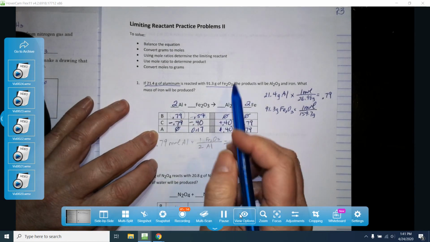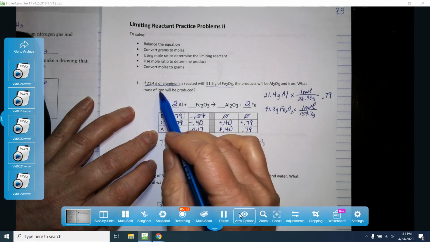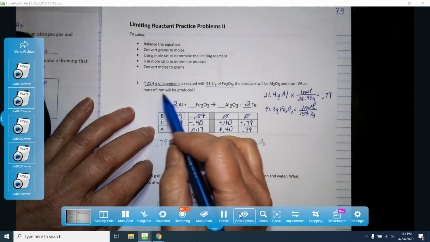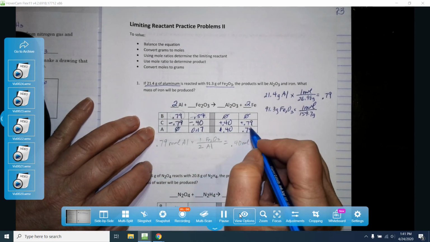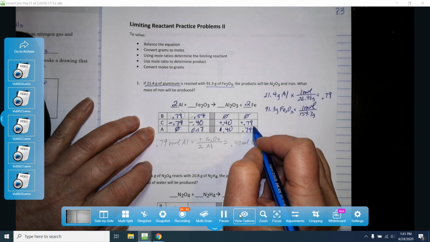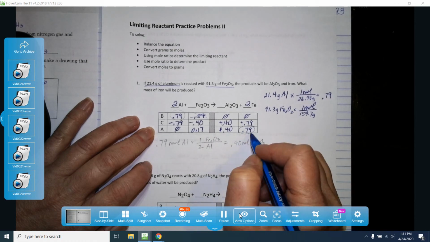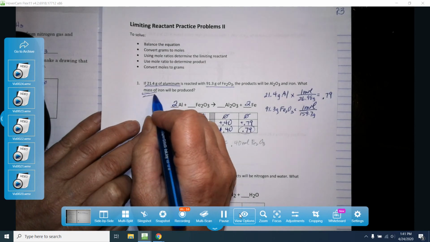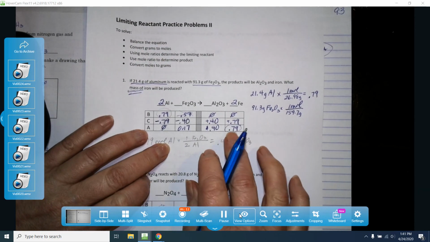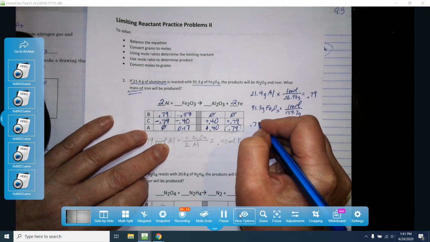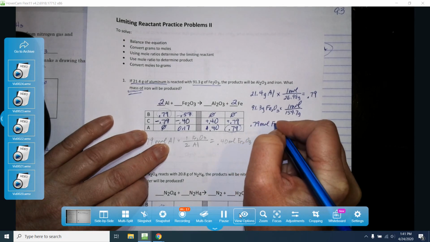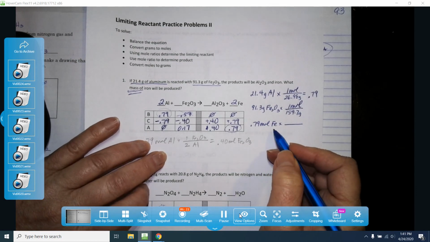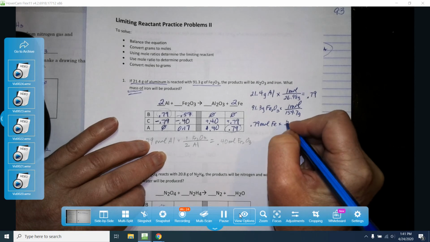Now let's go back. What are they asking for? If you have these two reactants, the products will be this and this. What mass of iron will be produced? So they're asking about this right here. How much of this is going to be produced? Now remember, this is moles, and they're asking for mass. So you have one more step. You need to change 0.79 moles of iron into grams. So we need to find the molar mass of iron, which is 55.85.